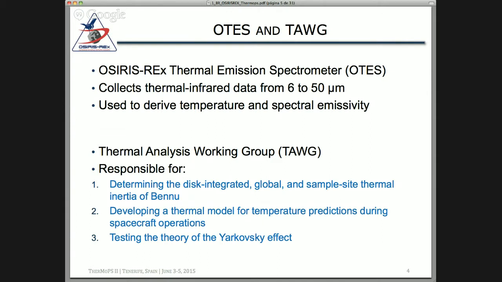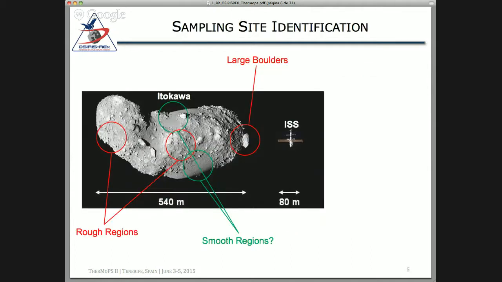So how could measuring thermal inertia at spatial resolved scale help us with sample site identification? If you consider a large scale photograph of an asteroid, you can instantly see regions that are rough and borders where you don't want to send a spacecraft, because either it's going to be very hazardous to touch down on the surface, or it's going to be too solid to actually return a sample.